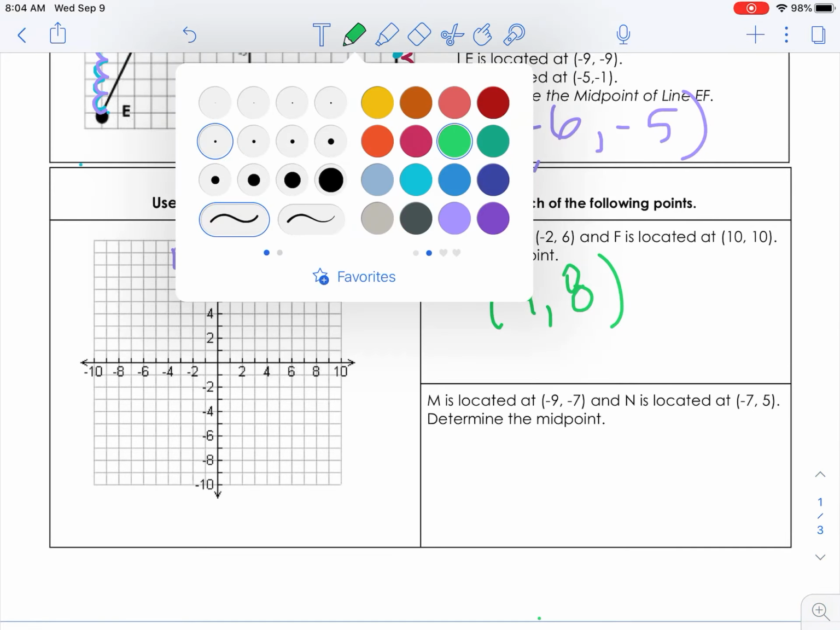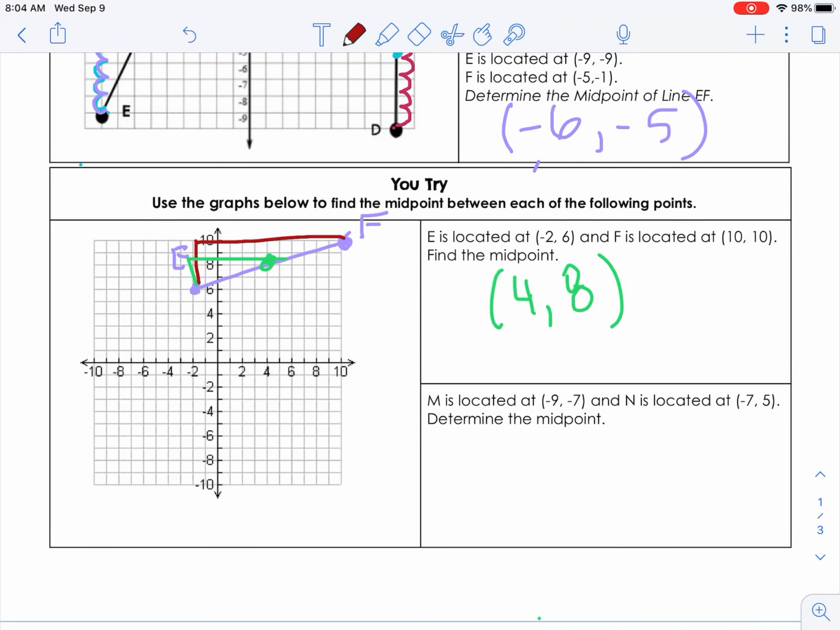All right, and we'll do that again. M should be at -9, -7. And N should be at -7, 5.